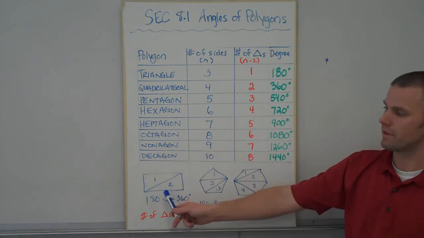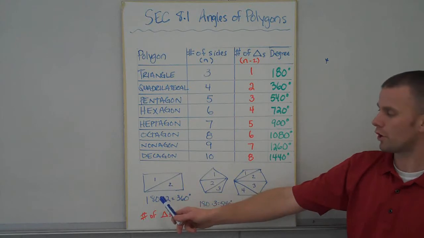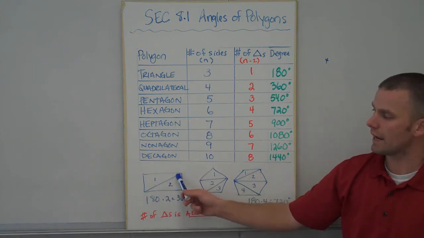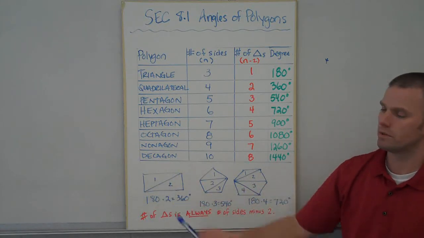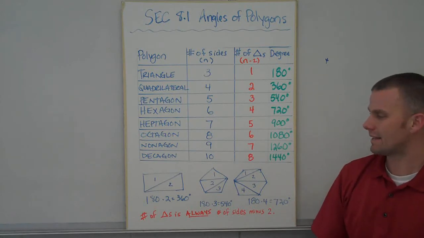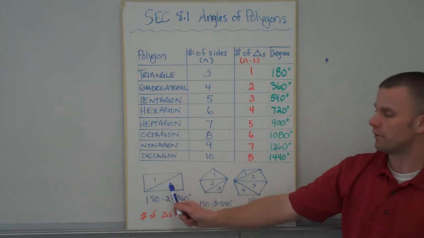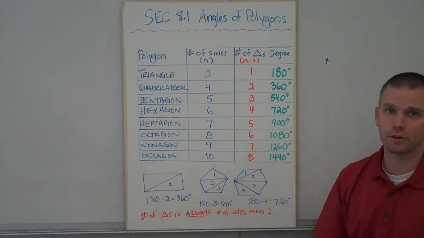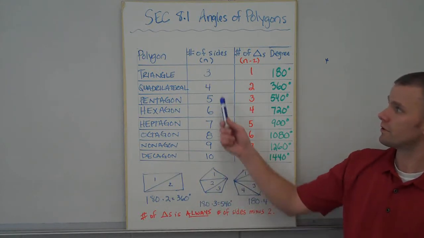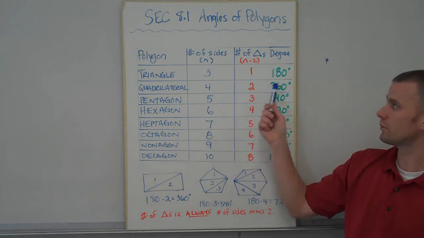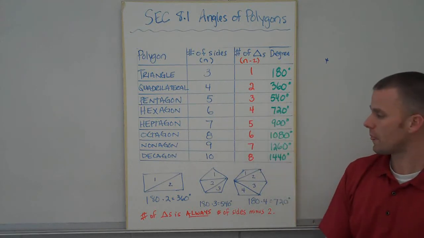Quadrilateral, 4 sides. As you look down here, I've got a rectangle drawn. But I'm able to draw a diagonal and cut that into 2 separate triangles. That tells you that I've got 180 degrees here, 180 degrees here, for a total of 360 degrees inside a quadrilateral. So 4 sides, 2 triangles, 360 degrees.